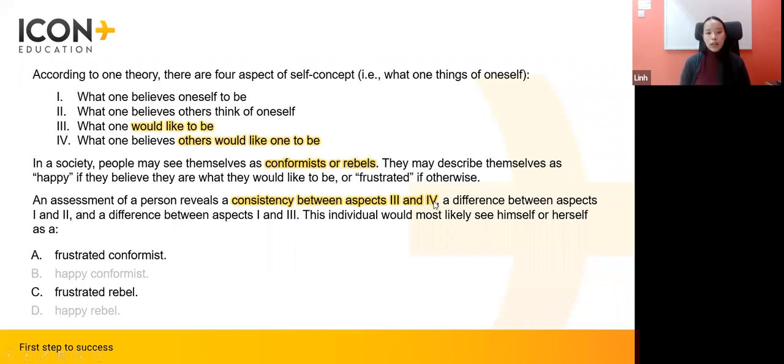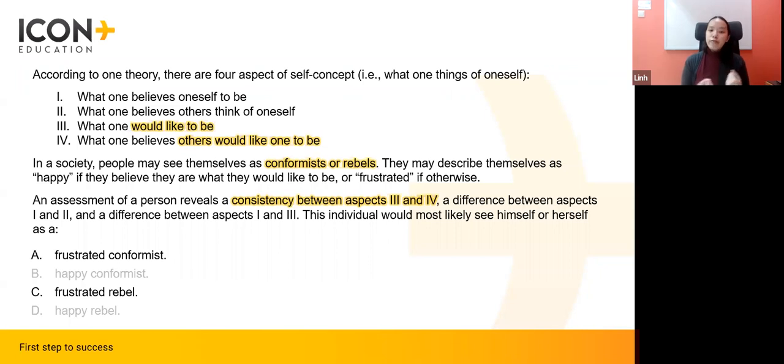Okay. So if you look at 3 and 4, 3 is about what the person would like to be, and 4 is about what the person thinks that others would like them to be. If these two are similar, then the person wants to do what people want him to do. So that would be a conformist. If 3 and 4 are different, then the person doesn't want to do what people want him to do. So that would be a rebel.